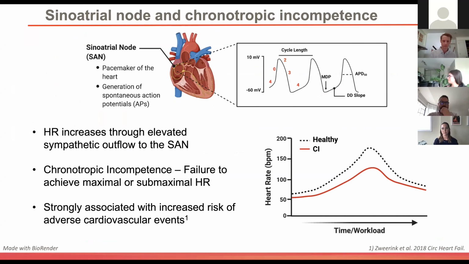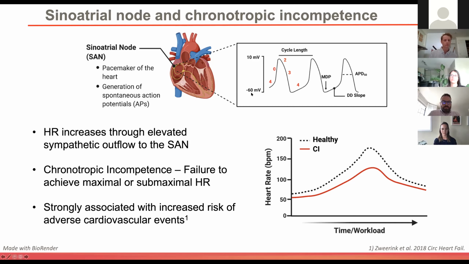So the sinus node is the pacemaker of the heart, which initiates each and every heartbeat. It's located in the high right atrium and is responsible for the generation of spontaneous action potentials, the frequency of which maintain normal heart rate. These action potentials fire spontaneously due to the presence of a diastolic depolarization period, or DD slope. Now, heart rate can be further modified by the autonomic nervous system. Increases in sympathetic outflow to the sinus node due to stimuli such as exercise cause an increase in DD slope and AP firing, resulting in elevated heart rate and subsequently increased cardiac performance.